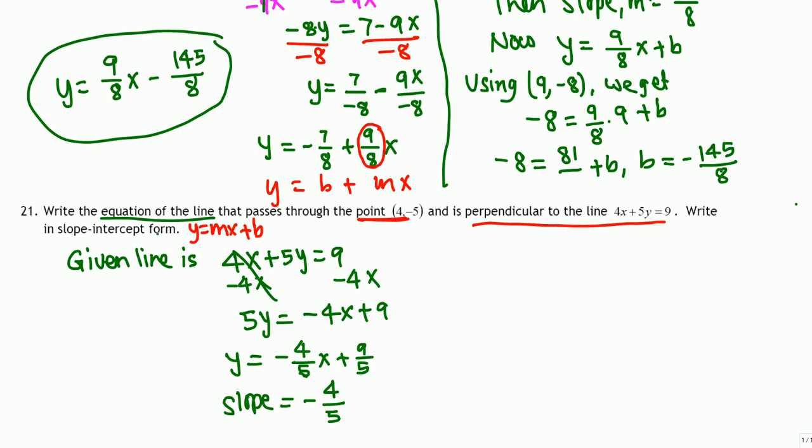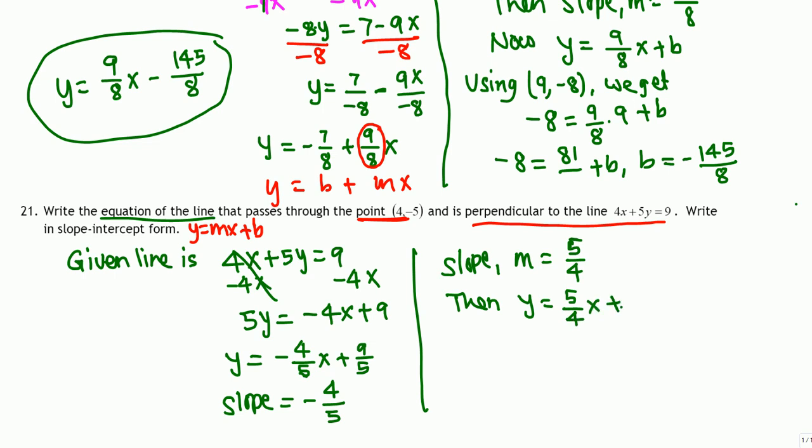Now our line, the line to be determined, is perpendicular to this line. So the slope of our line will be the negative reciprocal. Reciprocal means flip this fraction and multiply by negative. So this is already negative, then this will be positive, and flip this fraction, so 5 over 4. Okay, that's the slope of our line. Then what is the equation? y equals mx plus b. So 5/4 x plus b.